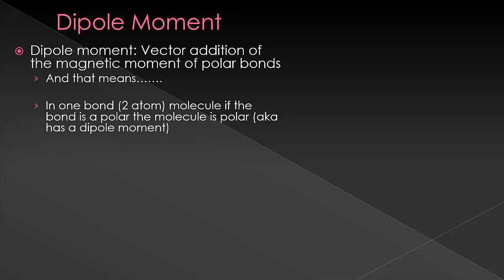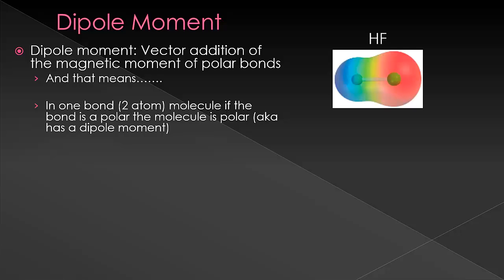So let's take a one bond molecule first. In other words, two atoms with one bond. If the bond is polar, the molecule has to be polar. That would be something like HF, where we have hydrogen and then we have fluorine, the most electronegative element. And we know that that bond is polar. Since there's just the one bond, the whole molecule will be polar.